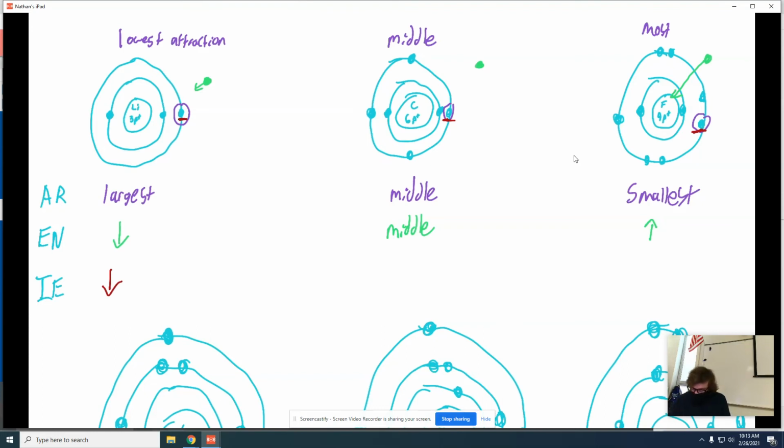If we look at fluorine, fluorine has a higher attractive force, so it's going to have a higher ionization energy. It's going to take more energy for us to rip that electron away. Once again, carbon is left in the middle.